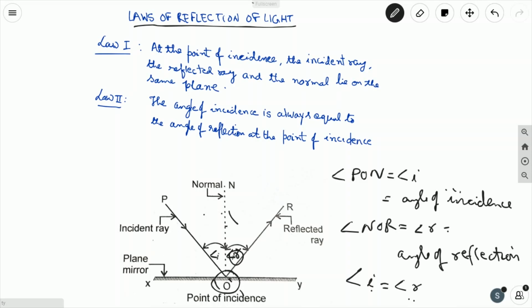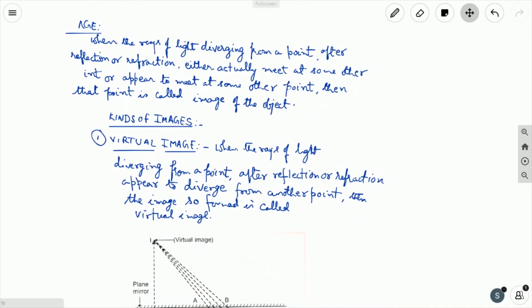The incident ray, the reflected ray and the normal lie on the same plane at the point of incidence. And the second law states that the angle of incidence is always equal to the angle of reflection. So this is about the laws. Now next we'll go to the image.